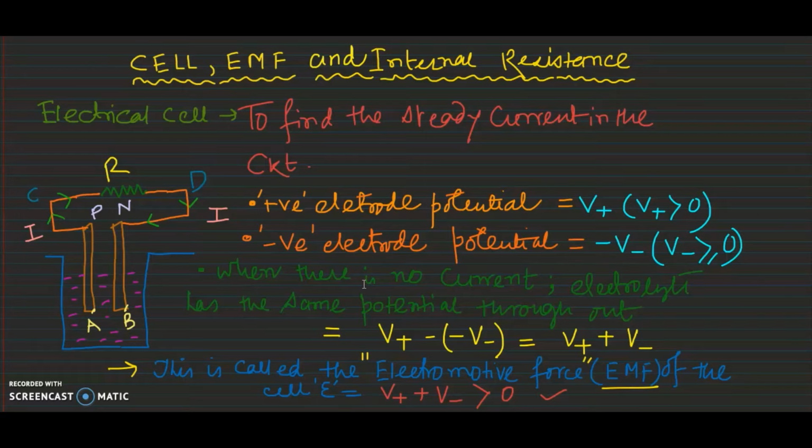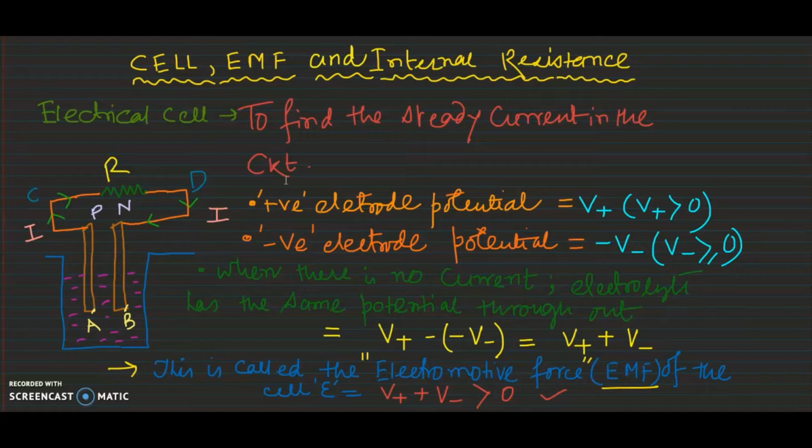Now when there is no current, with no wire connecting the positive and the negative electrodes, the electrolyte has the same potential throughout. So the potential difference is V plus minus of minus V minus, that is V plus plus V minus. This is called the electromotive force or the EMF of the cell. I have written here epsilon is equal to V plus plus V minus, which is greater than 0. So you can understand that epsilon, the electromotive force or EMF, represents a potential difference and not a force.